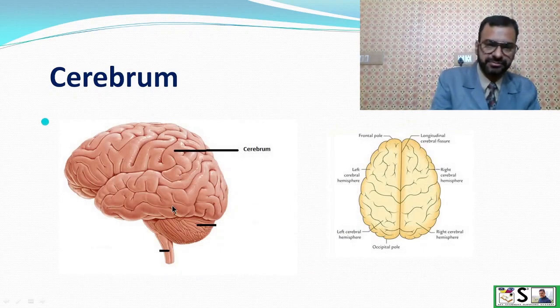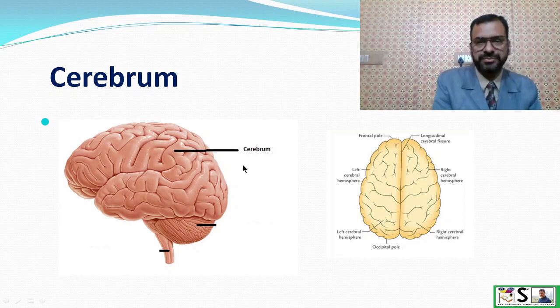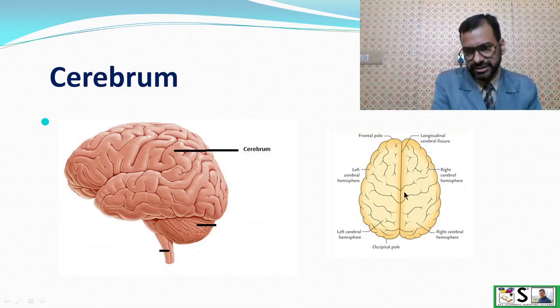Here you can understand that this is the cerebrum. Okay, this is the largest portion of the brain and it has these convolutions. This is gyrus and these are sulcus. Okay, and this is divided into two hemispheres, left and right.